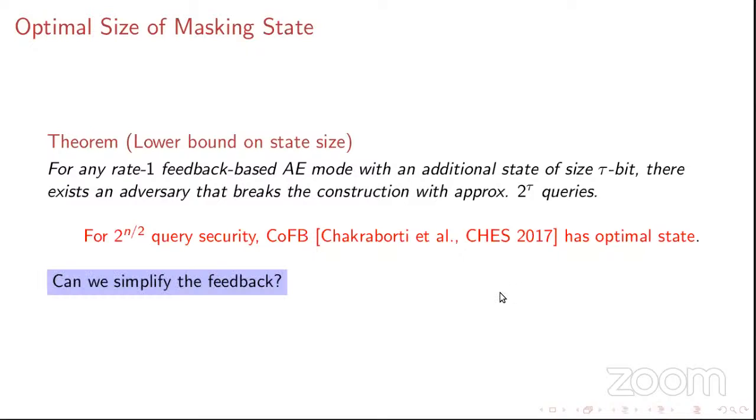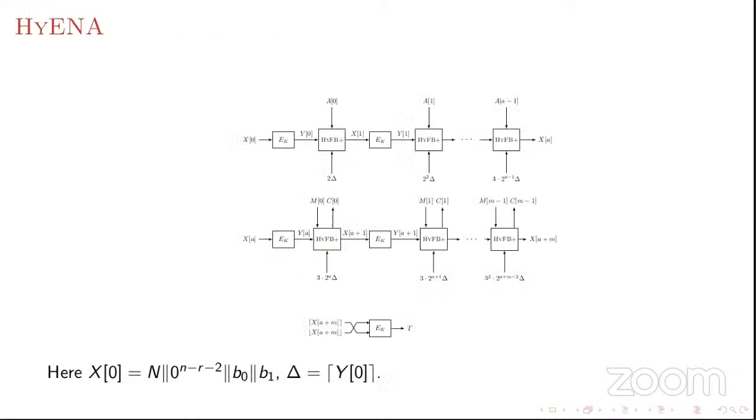The other part remaining is whether we can simplify the feedback function or not, and remember that we want to simplify over the number of XORs. In this regard, we propose HYNA, which is again a feedback-based construction. It's an instantiation of feedback-based construction where the masking value delta is taken from the upper n/2 bits of the initial value y0, and we apply a new feedback function called hybrid feedback, which we'll discuss slightly later. The x0 value is here just the nonce concatenated with 0.